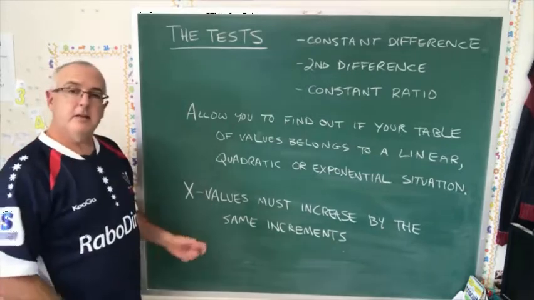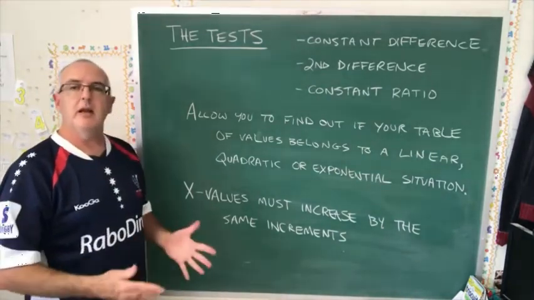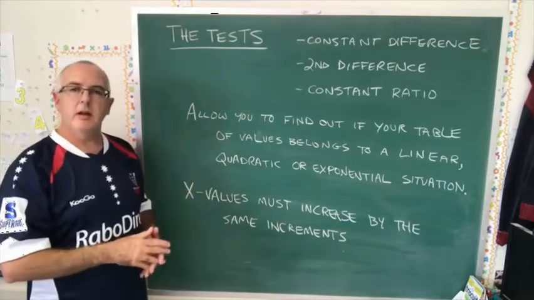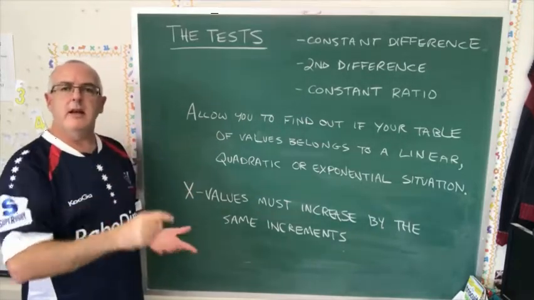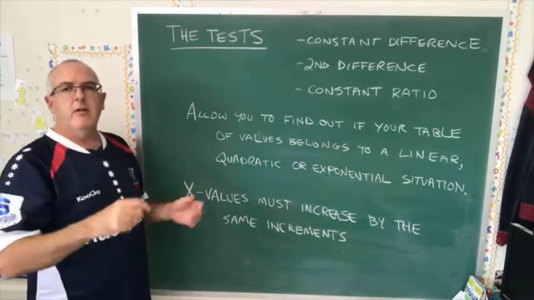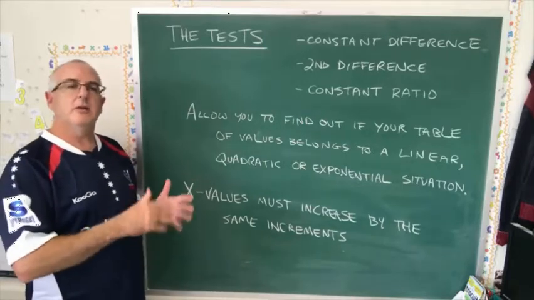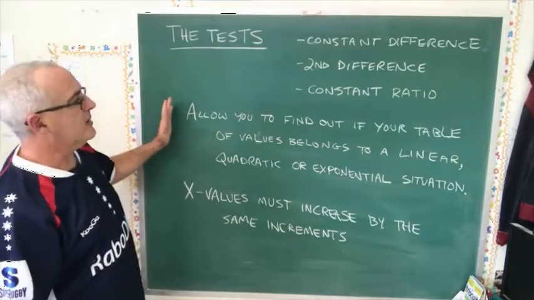In order for the tests to work, the x values must increase by the same increments. Meaning, if in your x column in your table you see 2, 4, 6, 8, 10, it's good. 1, 2, 3, 4, 5, it's good. 1, 7, 312, 9,000 isn't good. You need the x values to go up by the same increments for the tests to work.